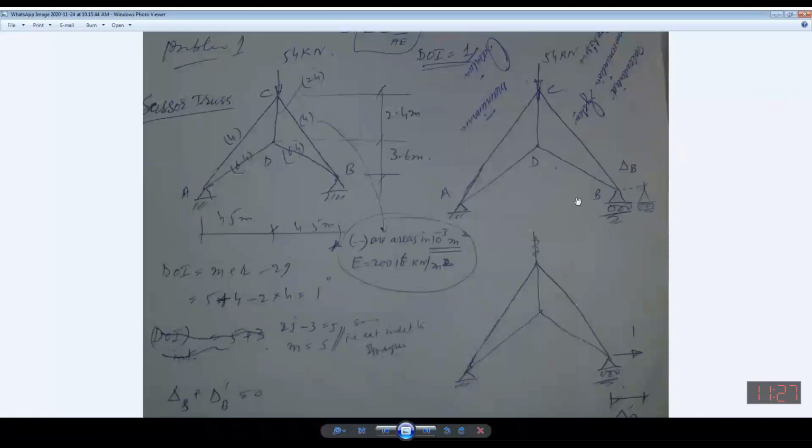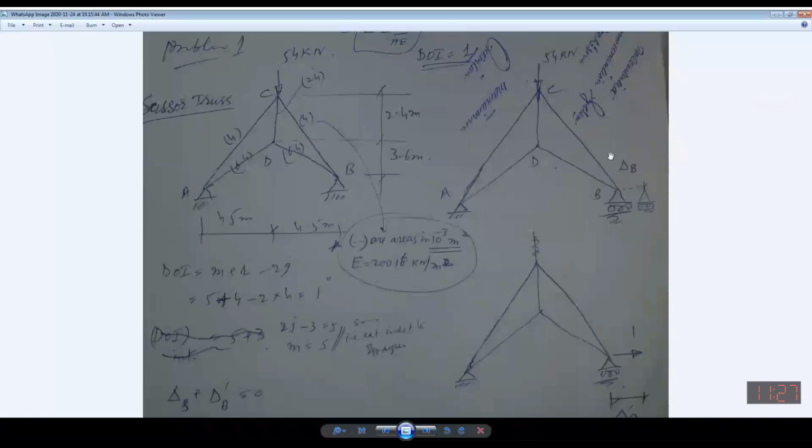Now this has been broken into two trusses. You can see this is determinate. Now this is delta B, and HB will be there. Under the effect of this 54, this may get displaced from its position, and assume that this is delta B in the horizontal direction.